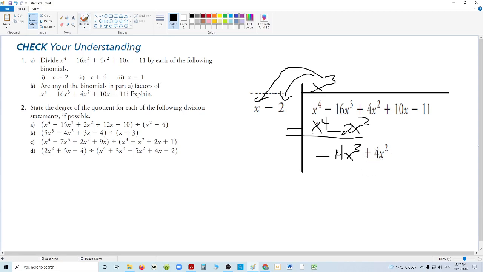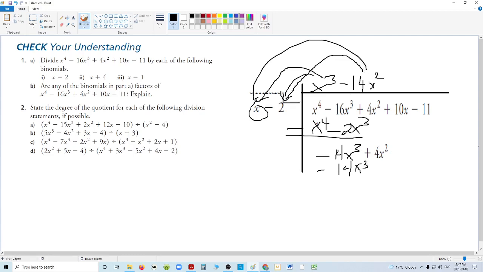Then you have to ask yourself, what do I multiply x by to get minus 14x cubed? I multiply it by minus 14x squared. That's where your rule of exponents comes into place. So then I just multiply this times that, and this minus 14x squared times the minus 2, and I get plus 28x squared. Then I subtract, these become 0, and this becomes minus 24x squared. Then I bring the next number down, plus 10x.